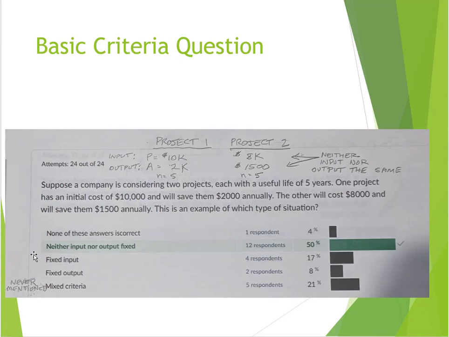Well, there are only 3 situations to choose from, and that's what's been mentioned many times. It's either fixed input, fixed output, or neither input nor output fixed, and each one of those has a different criteria to use for the analysis, no matter whether it's chapter 5, 6, 7, or 8. 50% of the students got this question wrong. I'm baffled. If both projects have different costs and different benefits, how could the answer be anything but neither input nor output fixed? Anyway, let me move on.